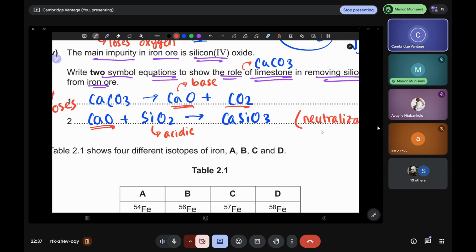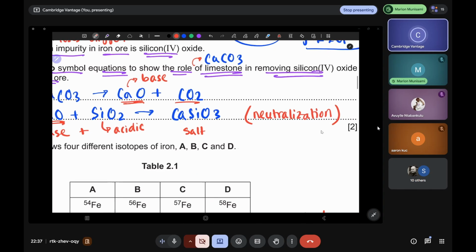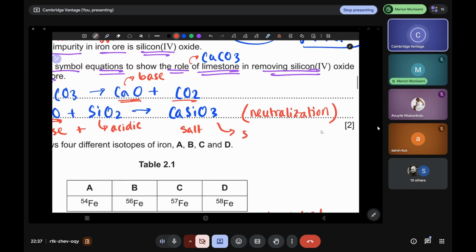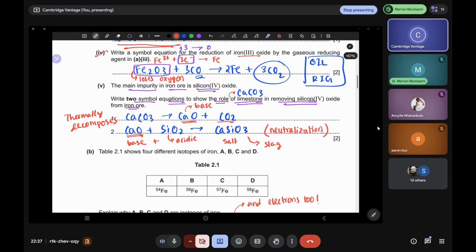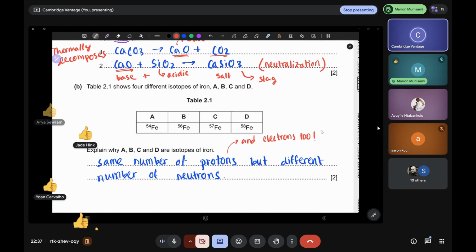But yeah, so calcium oxide and silicon oxide, the base and the acid, they react to give you a salt. The calcium silicate that's produced at the end, which is also called slag, is basically a salt. And this is a product of the neutralization reaction. Why are we calling it neutralization? Because a base and an acid reacted to form a salt. Are the steps clear for all of you? Yes, sir. Alright, at any point if you do have any questions, do let me know.